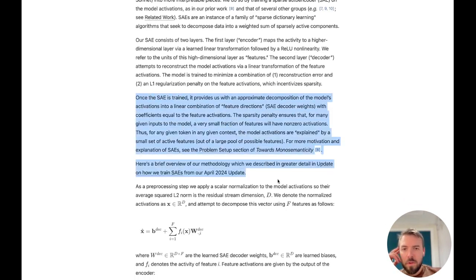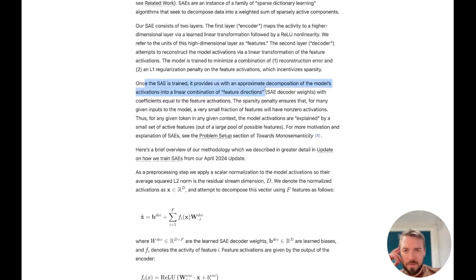Okay, cool. Once the SAE is trained, it provides us with an approximate decomposition of the model's activations into a linear combination of feature directions: SAE decoder weights with coefficients equal to the feature activations. The sparsity penalty ensures that for many given inputs to the model, a very small fraction of features will have non-zero activations. Thus, for any given token in any given context, the model activations are explained by a small set of active features out of a large pool of possible features. For more motivation and explanation of SAEs, see the problem setup.